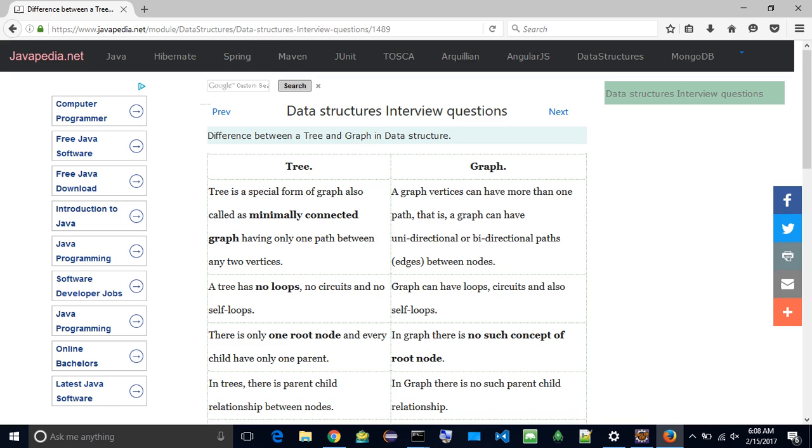Tree is a hierarchical model. Graph is a network model. Tree is traversed in pre-order, in-order, and post-order. Graph is traversed by DFS, depth-first search, and BFS, breadth-first search algorithm.